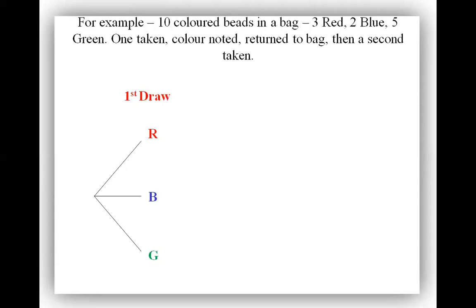Now the sample space of the second event will be drawn before each outcome of the first sample space. In the first sample space, we have three outcomes: this one, this one, and this one. So we are going to draw the sample space of the second event before every outcome, meaning we are going to write the sample space of the second event three times.